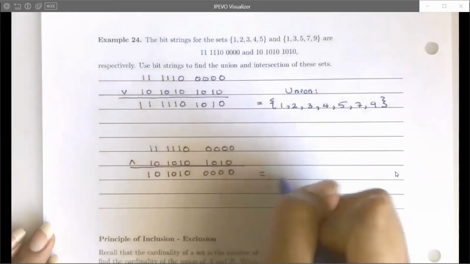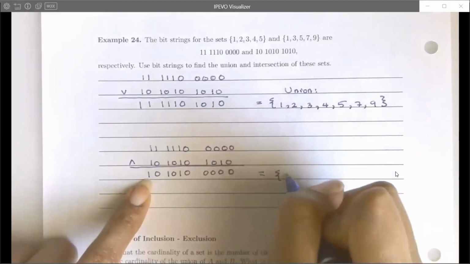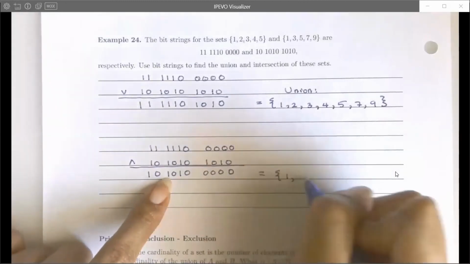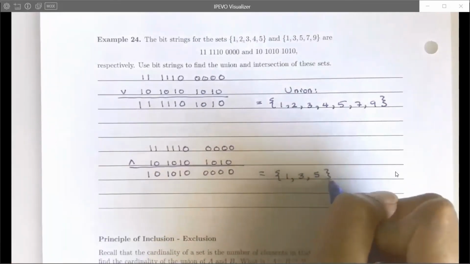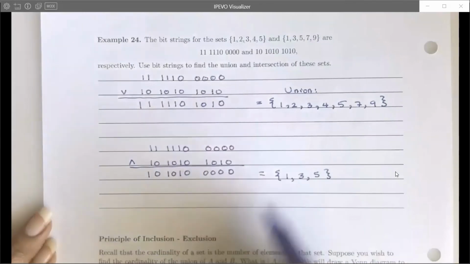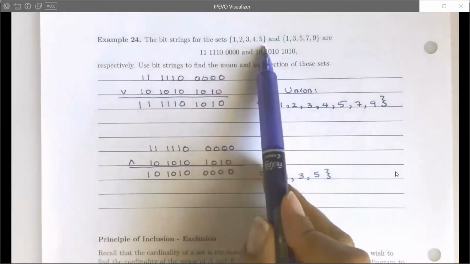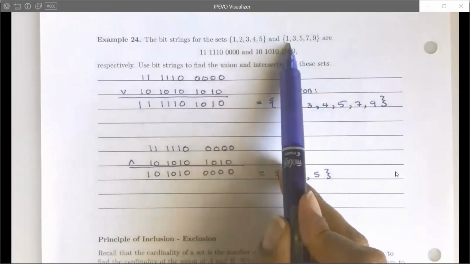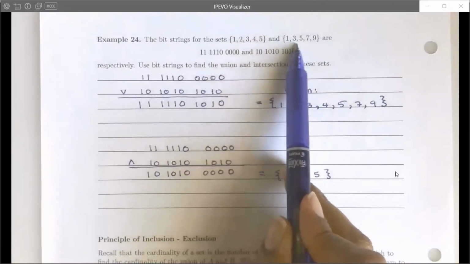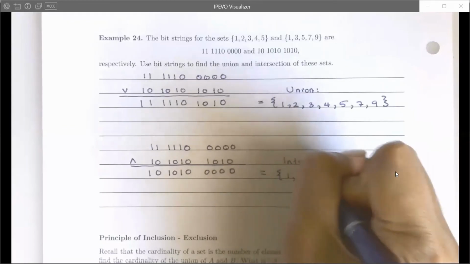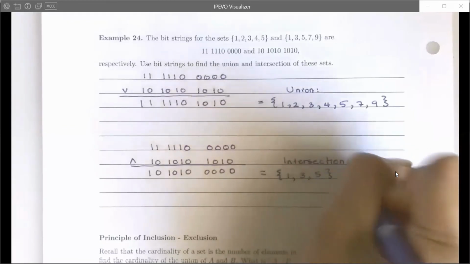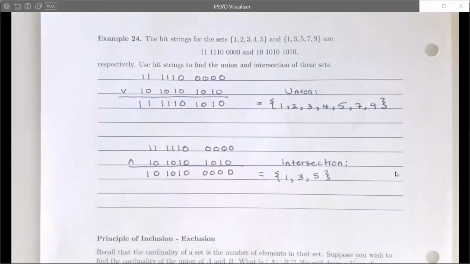So this is representing the set containing element 1, not 2, yes 3, not 4, yes 5, and that is it, because everything else is a 0. And if we check against the actual contents of the sets, we see that 1 is shared in common, 3 is shared in common, and 5 is shared in common between the two sets. Everything else would not be part of the intersection. Okay, and so that is how they're represented in a computer.